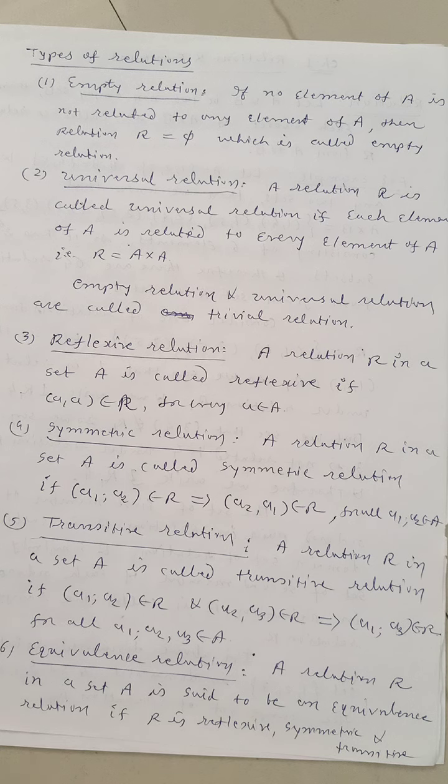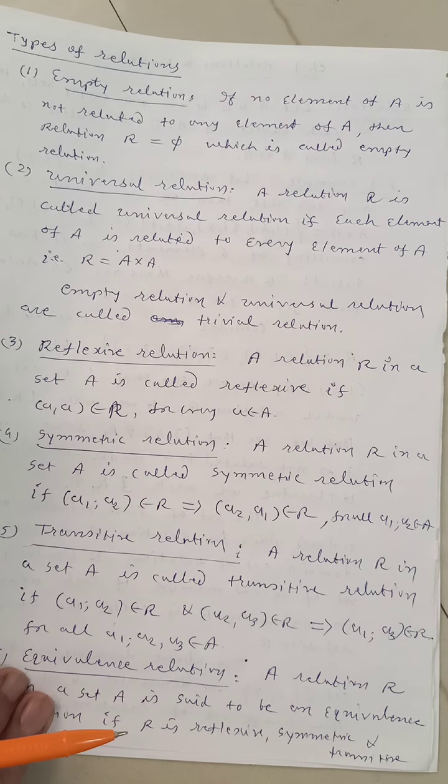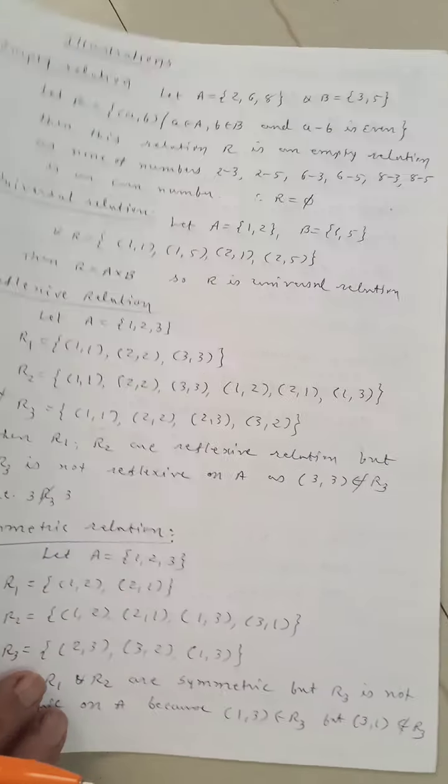And if in a given relation we see reflexive relation, symmetric relation, transitive relation, all these relations are valid, then it is called equivalence relation. So what is equivalence relation? A relation R in a set A is said to be an equivalence relation if R is symmetric, reflexive and transitive. Now I show you one example of each type of relation.